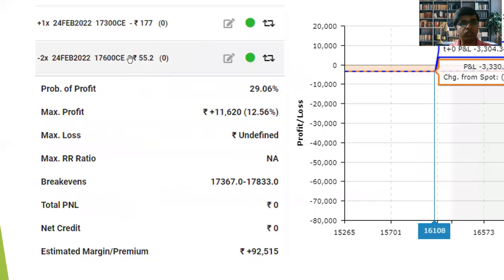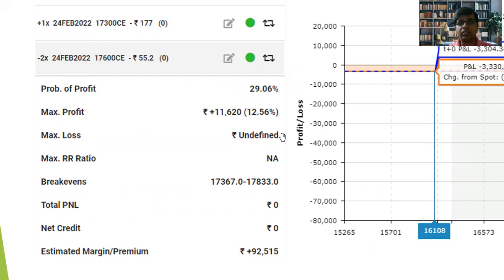Let me just maximize it. You see, in this case, the person is buying a 17,300 strike price call option of the 24th Feb 2022 expiry contract of the Nifty, and he's selling two OTM call options, a 17,600 strike price of the same month contract of the Nifty. So you can see the maximum profit is capped at 11,620 and the maximum loss is undefined.